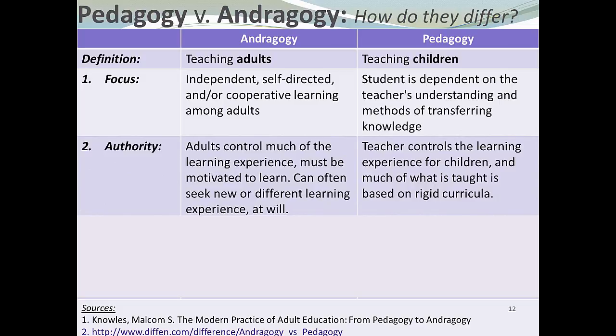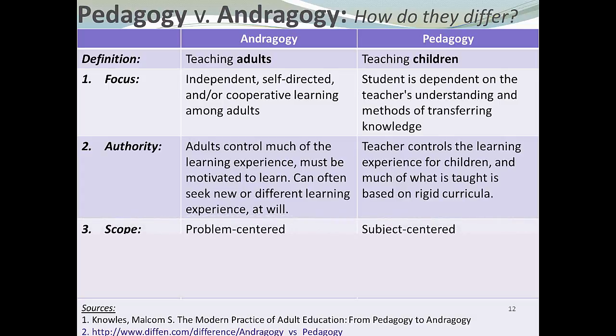Getting back to Dr. Lee's point, the control and authority piece, the teacher really does control what the children experience. Adults often can break off onto their own path through a pair and share, a group exercise, role play, and can direct part of the learning through purposeful questioning.